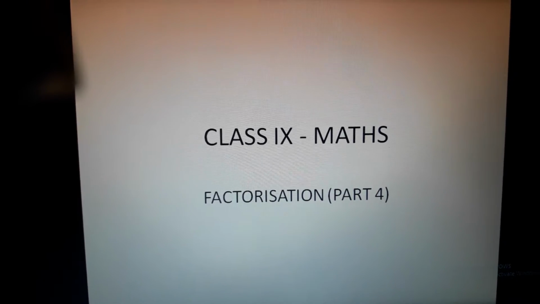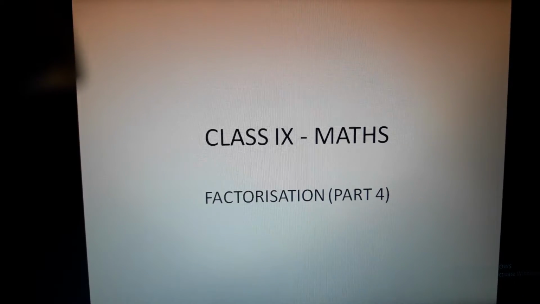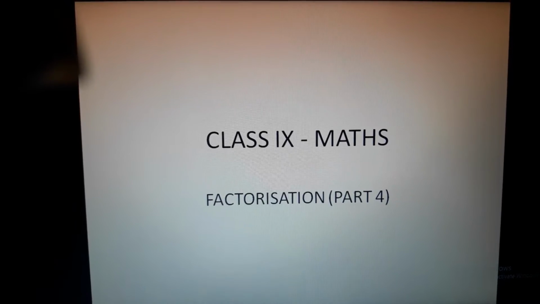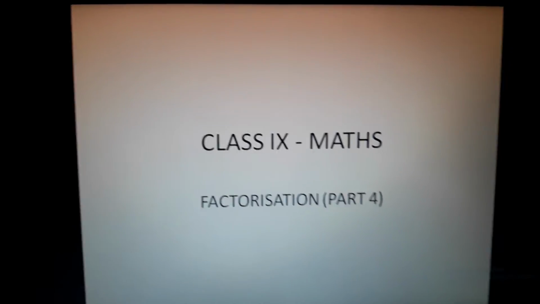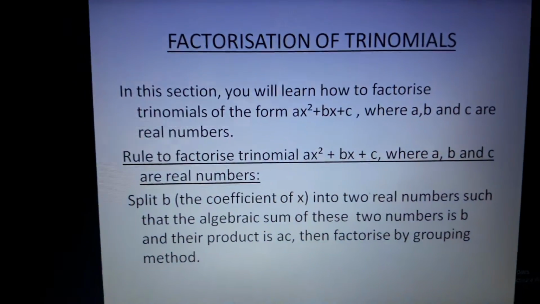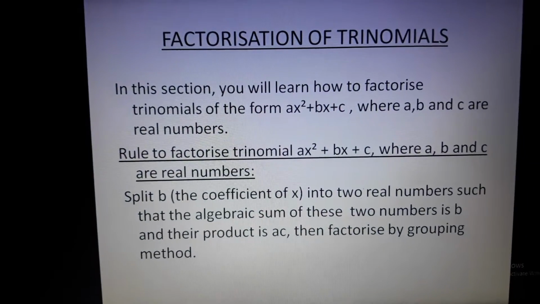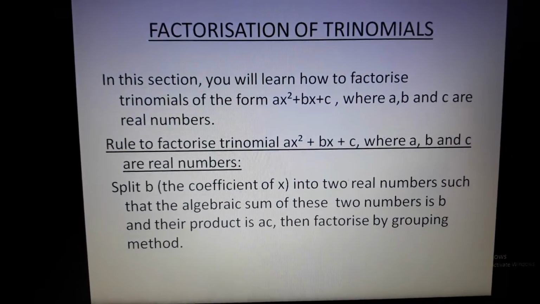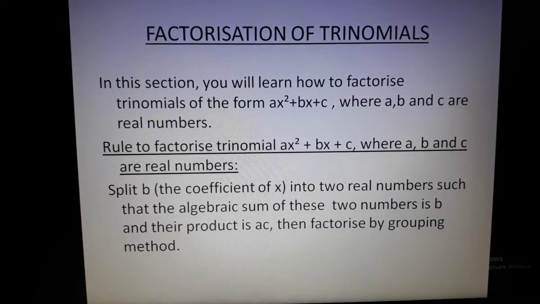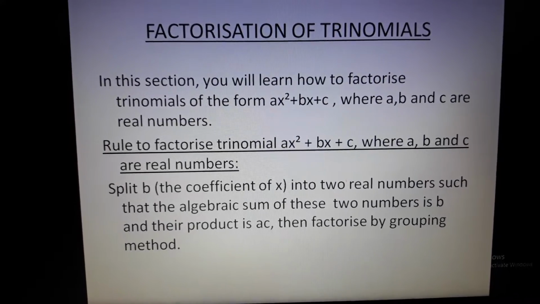In the last video, we had discussed factorization of the form a square minus b square, which is equal to a plus b into a minus b. Today we will talk about factorization of trinomials of the form ax square plus bx plus c, where a, b and c are real numbers.